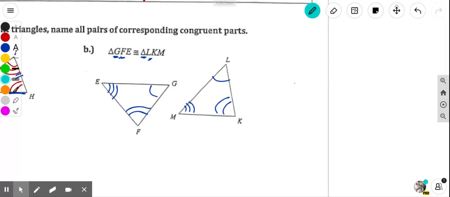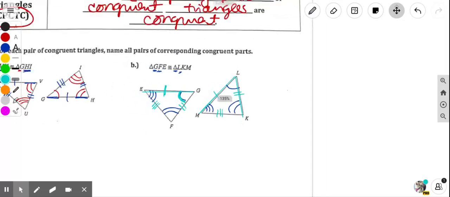So see how GE has one arc on one side and three on the other. So one arc, three arcs would be here. Then let's say this one has one arc, two arcs. Where's one arc, two arcs? That's here. So LK and GF would be congruent, and then therefore EF and MK. So that's how you would match up the corresponding parts.